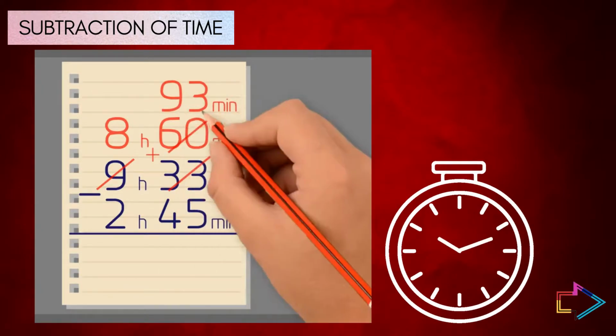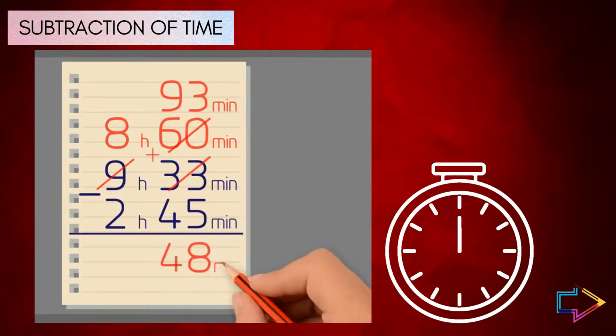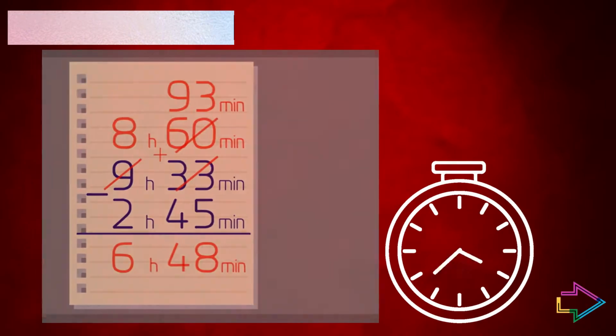Now we can subtract 45 from 93. It is 48 minutes. 8 hours minus 2 hours is 6 hours. So the answer is 6 hours and 48 minutes.